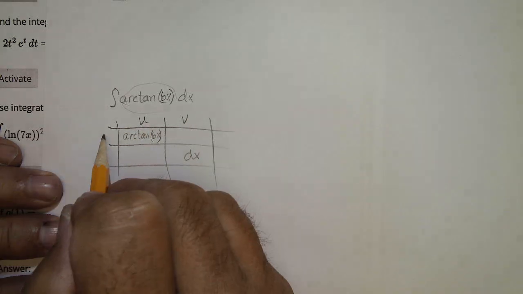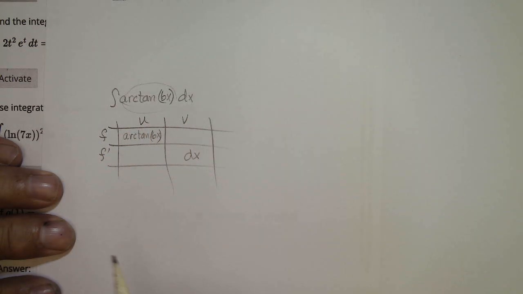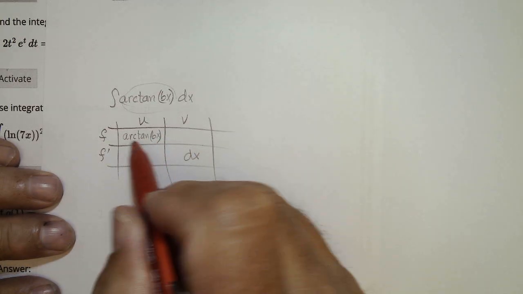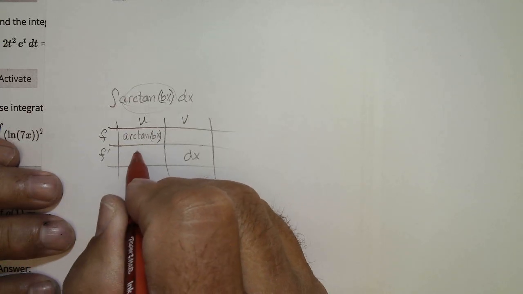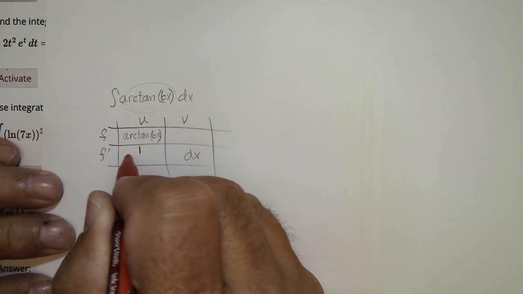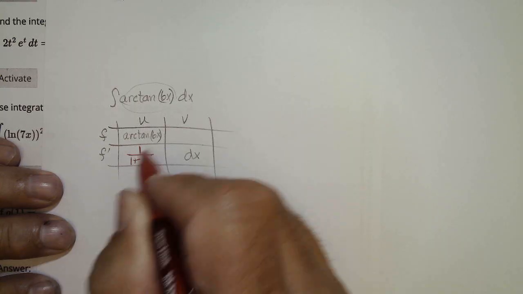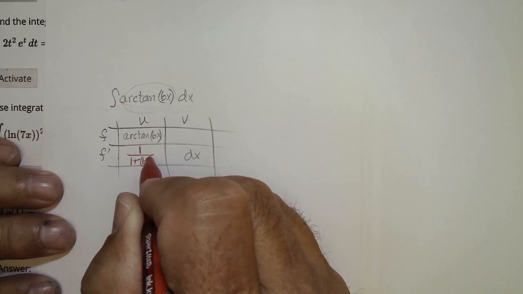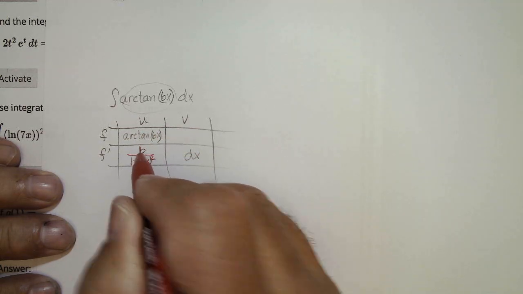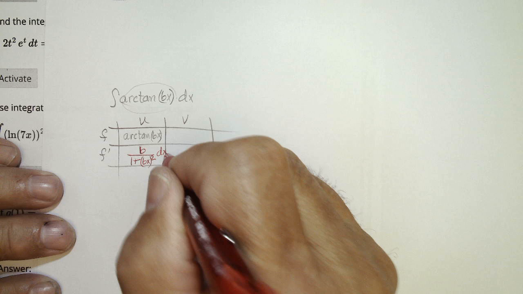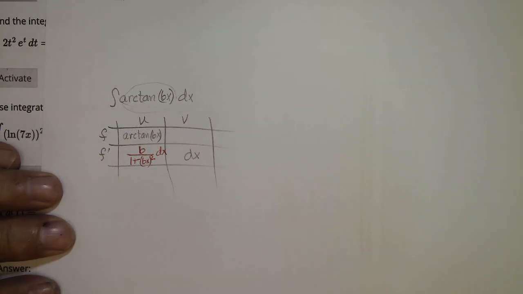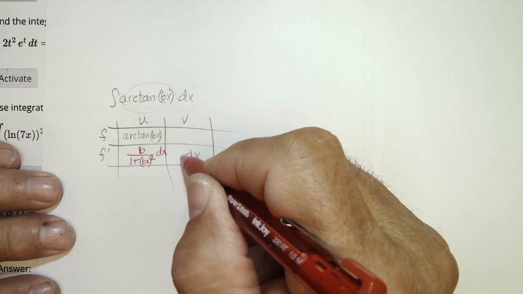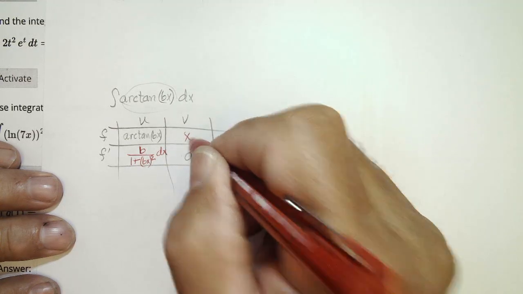u, v, the function, its derivative. I'm going to figure out these two. Derivative of arctangent is 1 over 1 plus whatever the variable is, squared, times the derivative of the inside, which is a 6 dx. And the antiderivative of 1 dx is just x.